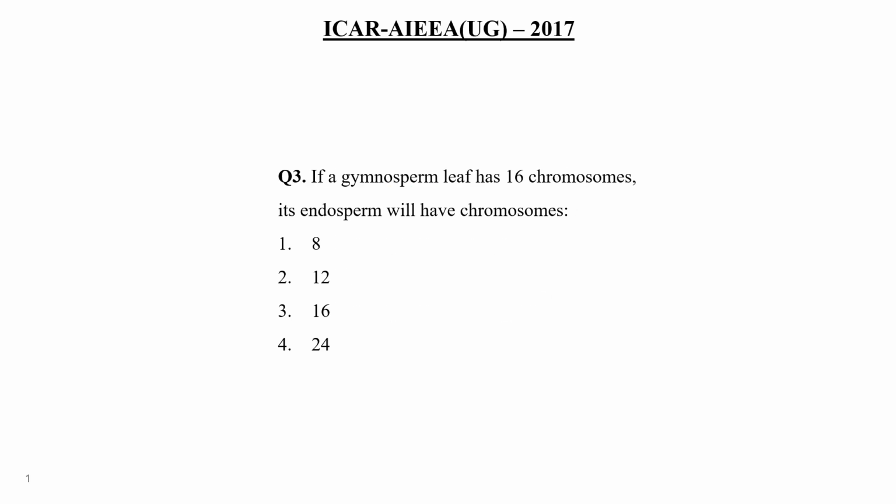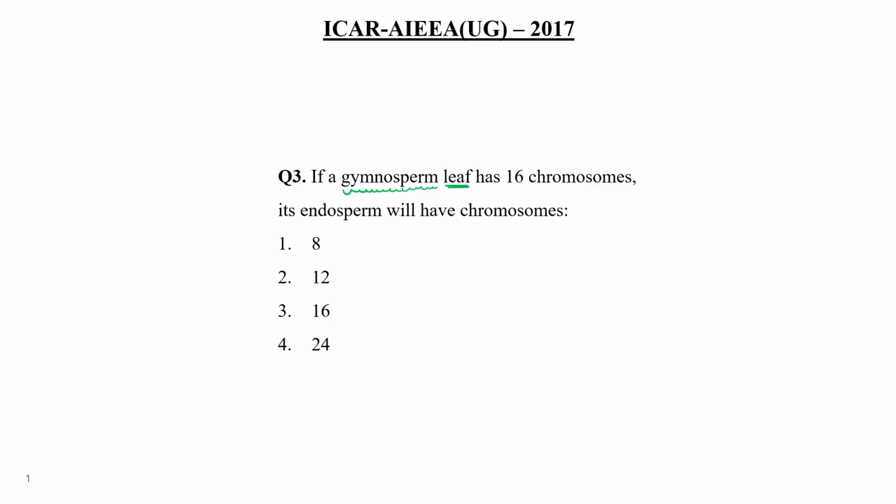Now, next question, that is question number 3. If the gymnosperm leaf has 16 chromosomes, its endosperm will have how many chromosomes? It is a tricky question and this time you just recall the chromosomal level, the type of chromosome present in the endosperm of angiosperm and what about gymnosperm. If you clarify that very quickly you can give the answer. You just take 5 to 10 seconds. After that we will discuss the correct answer.